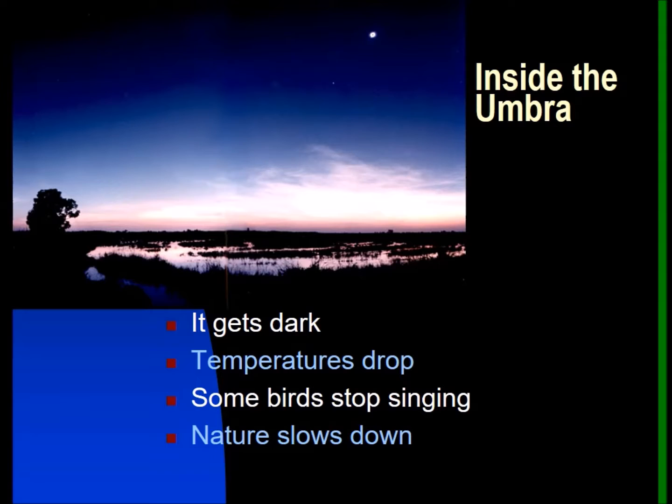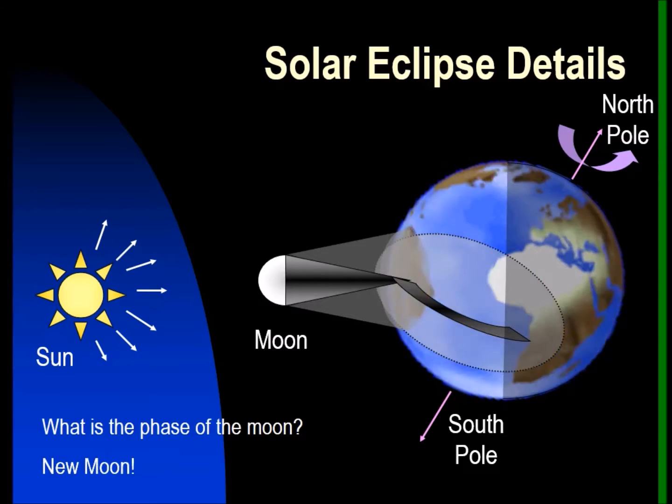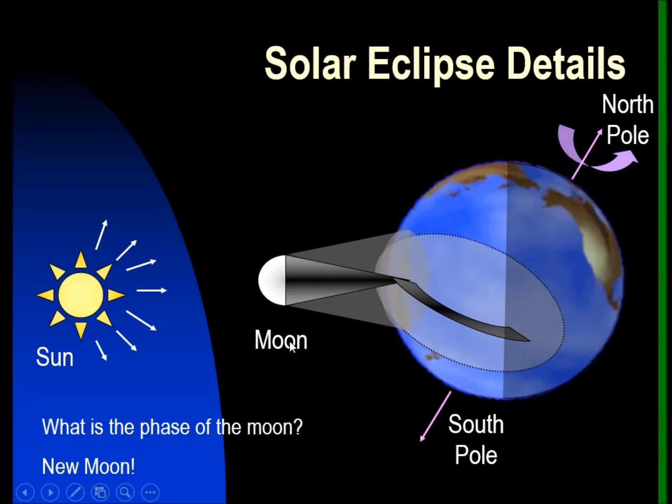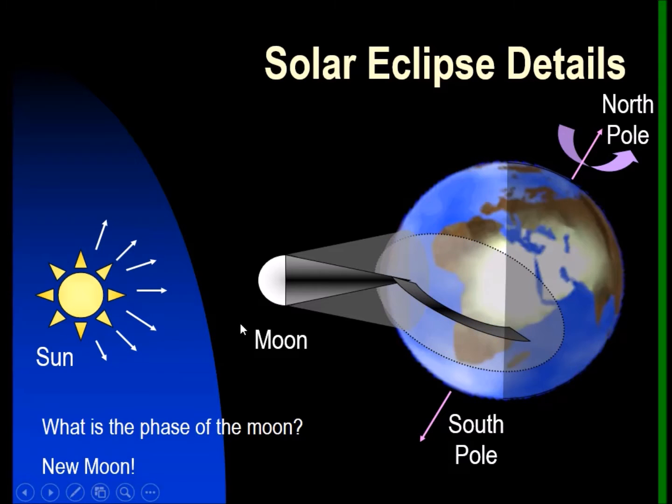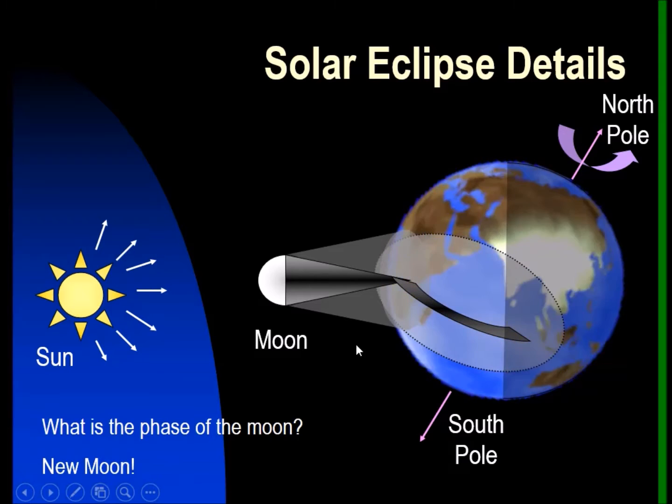When you're inside the umbra shadow, it is quite dark. And a couple things are interesting. Many animals just stop doing anything during that period of time. And it would make sense that the temperature drops. It's kind of interesting to think about, right? This shadow gets cast over the Earth, and then all of a sudden the temperature drops. One thing to remember from our phases of the moon study is that during a solar eclipse, we would have a new moon.